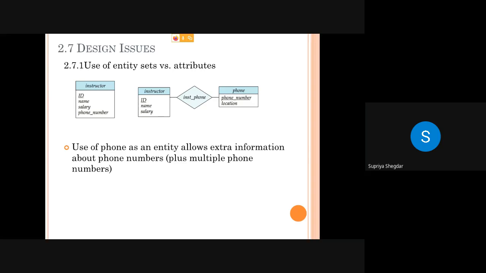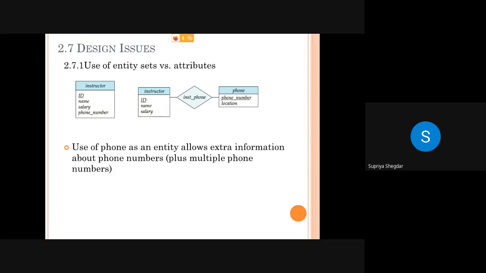Or whether it is feasible to use a binary relationship or a ternary relationship. So such kinds of problems are there, and these are some design issues of the ER diagram. Now, the very first issue of the ER diagram is the use of entity set versus attribute.